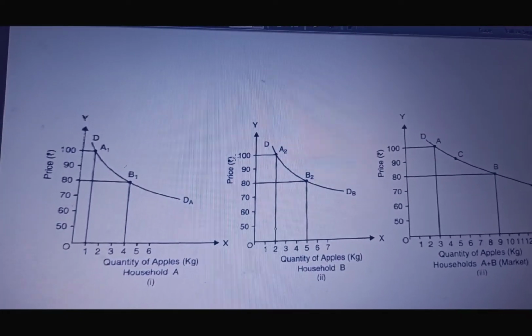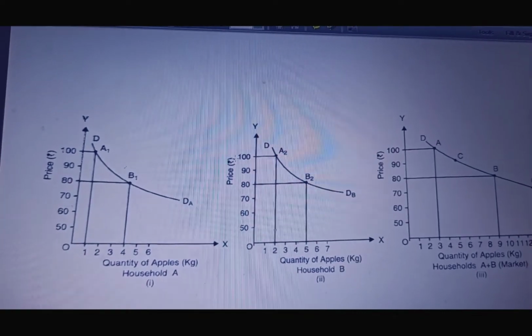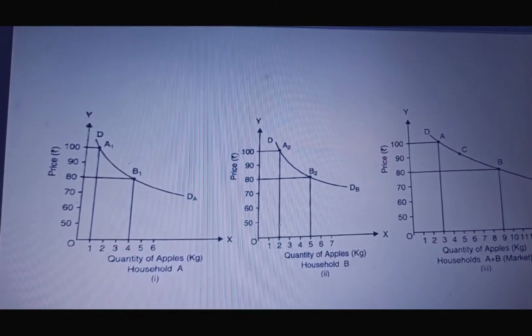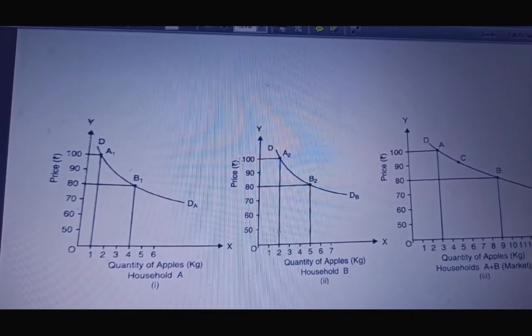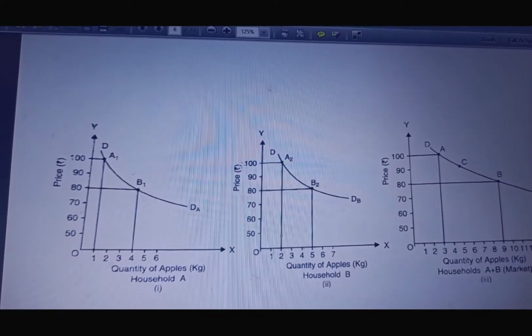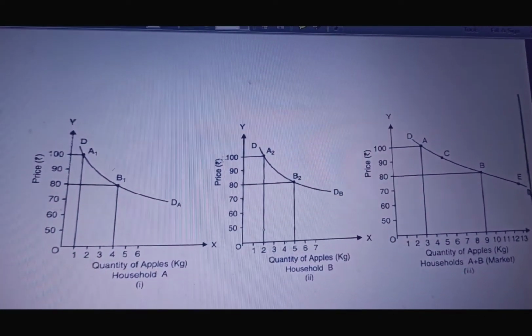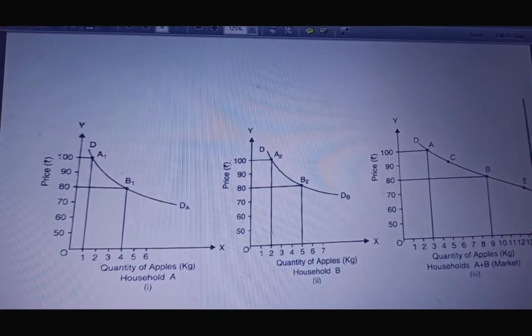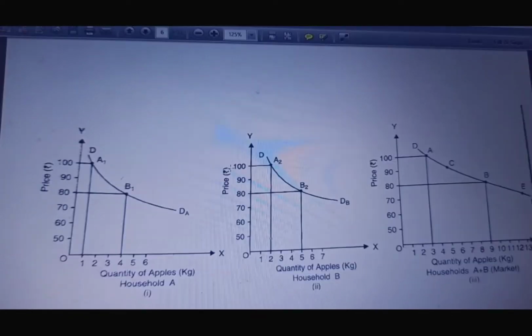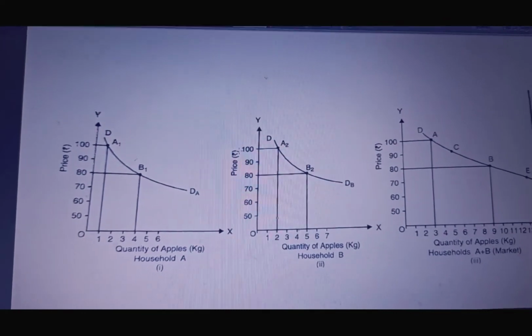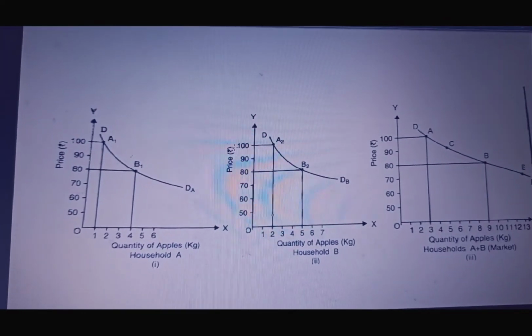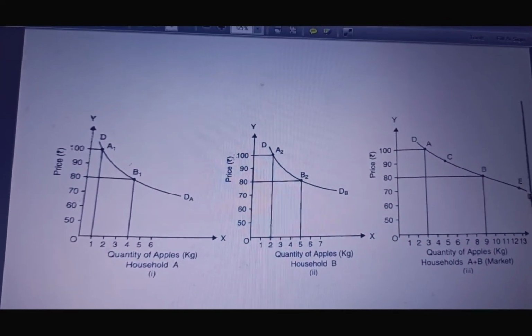First is the demand curve for consumer A, second for consumer B, and third the market demand curve A plus B. In the individual demand curve, you have come to know the quantity demanded by A at different prices. On the x-axis we have taken quantity demanded in kg, on the y-axis we have taken price, and in the same way we have done it for B. According to that we make the dots and match them with a pencil, and we have the individual demand curve.